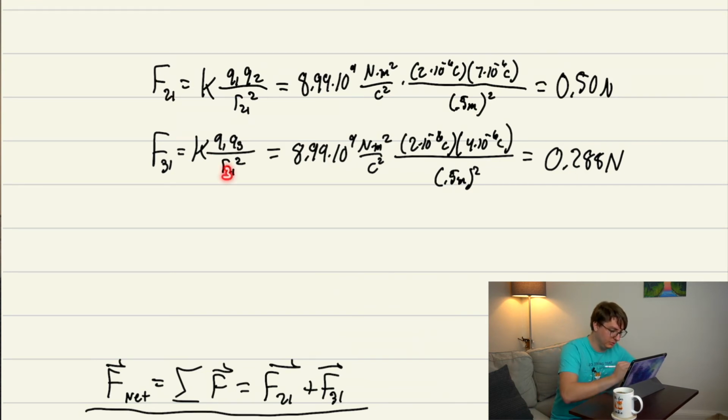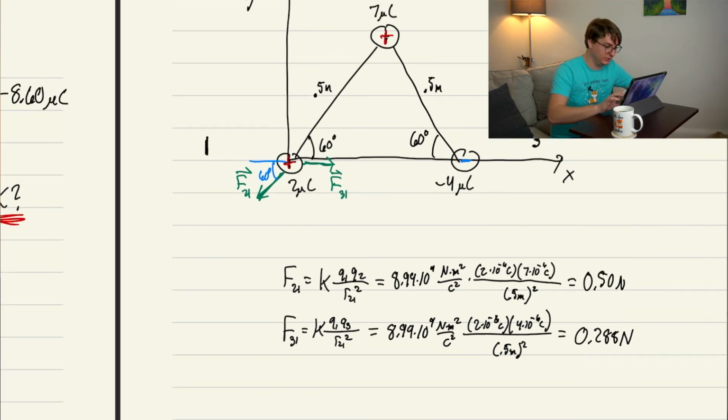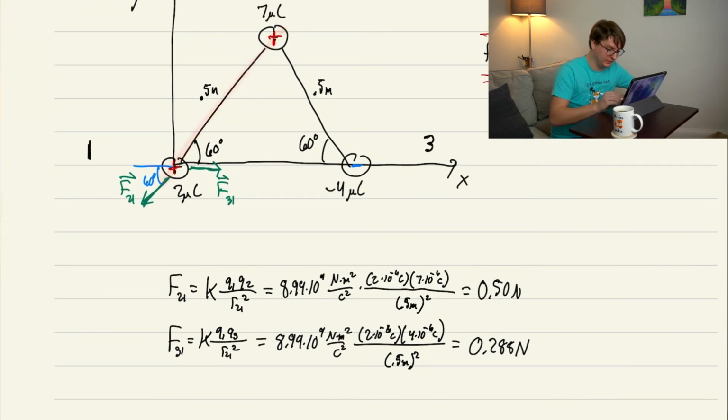And I think this was supposed to be 3, 1, but who cares? No one's paying attention here. So we can put all those numbers in. We're given all those numbers. That's now a calculator thing. We get the magnitude of the force of 2 on 1. So again, that's here, 0.5. And the force of 3 on 1, again, here, 0.288. That's because the charge of 3 is a little bit less.